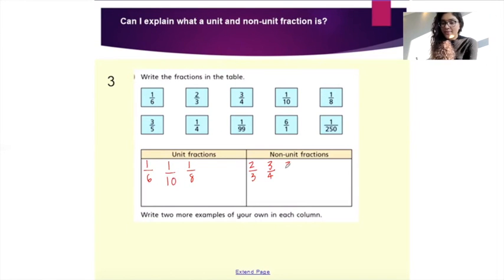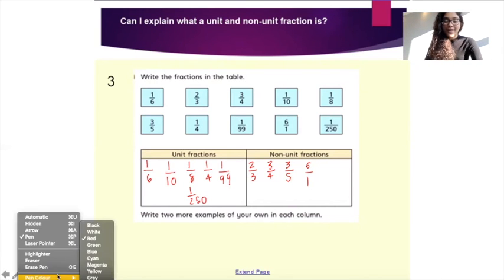3 out of 5, that would be non-unit. 1 out of 4, that would be unit. 1 out of 99, unit. 6 out of 1, non-unit. And 1 out of 250, unit. So write 2 more examples of your own in each column.